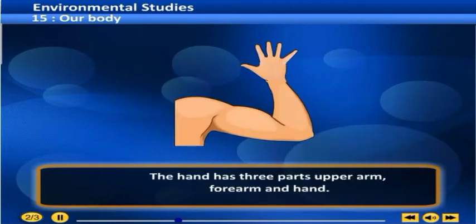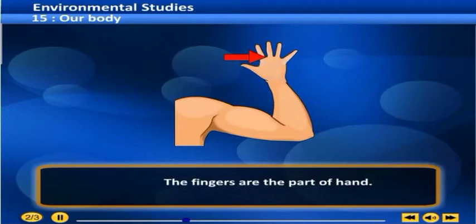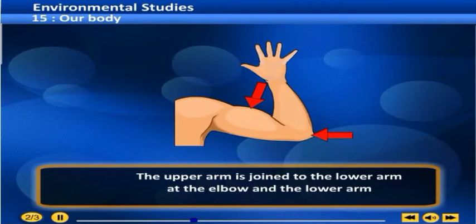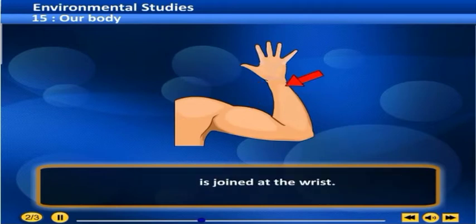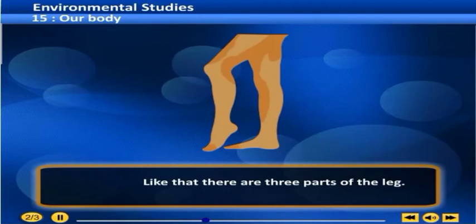The arm has three parts: upper arm, forearm and hand. The fingers are part of the hand. The upper arm is joined to the lower arm at the elbow and the lower arm is joined at the wrist. Like that, there are three parts of the leg.